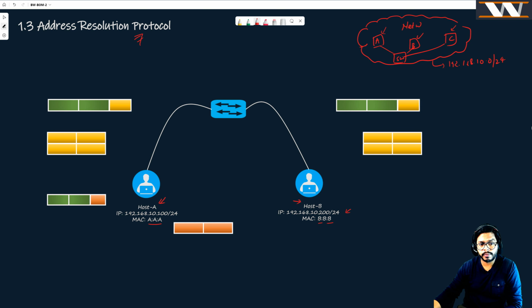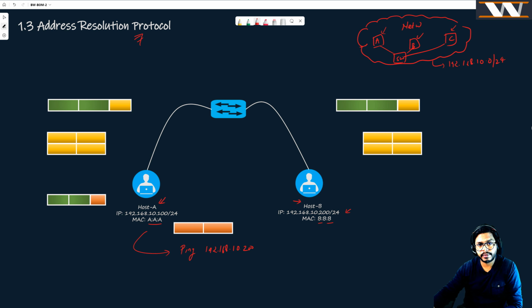These 2 hosts want to communicate. So what is host A doing? It is pinging host B. It is writing in its command line ping 192.168.10.200. Why do we ping, guys? We ping to check the liveliness of the other host, whether the other host is alive or not. And the second thing is how far away it is from us in terms of time, right?